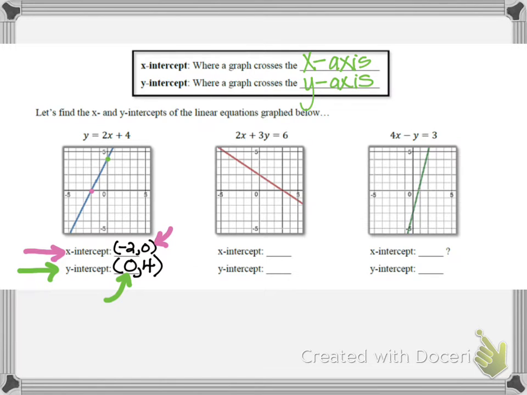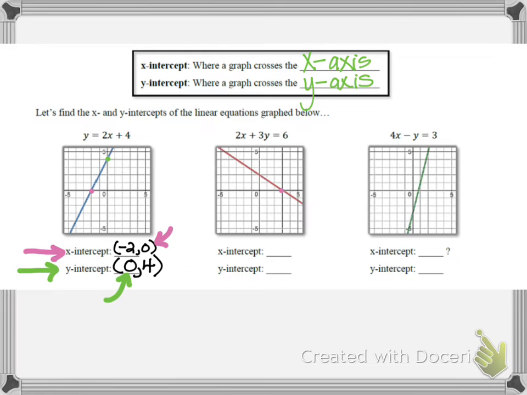That will remain consistent. No matter where your x-intercept or your y-intercept is, you can definitely count on the 0 being in the output spot for the x-intercept, and the 0 being in the input spot for the y-intercept. Let's take a look at the second graph.